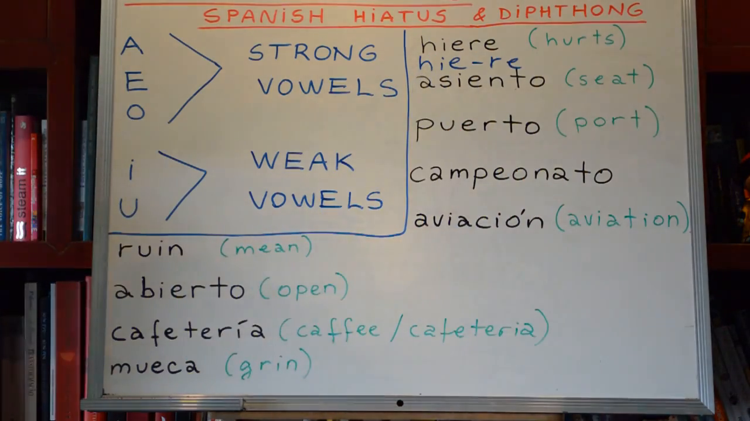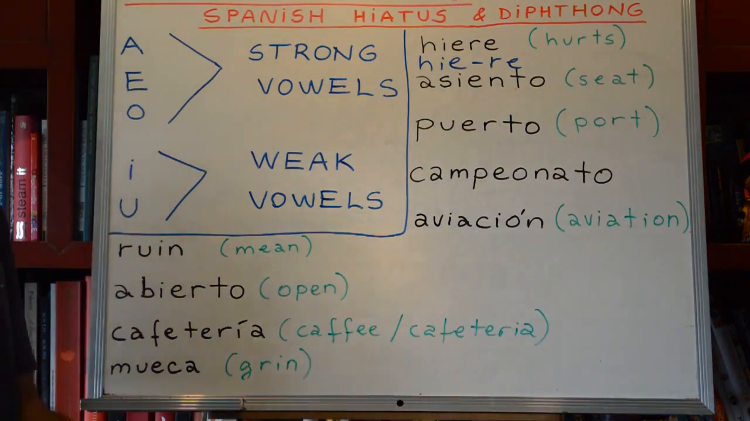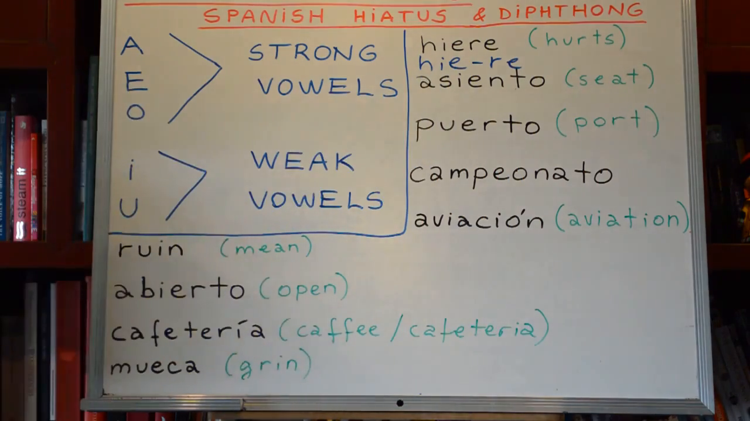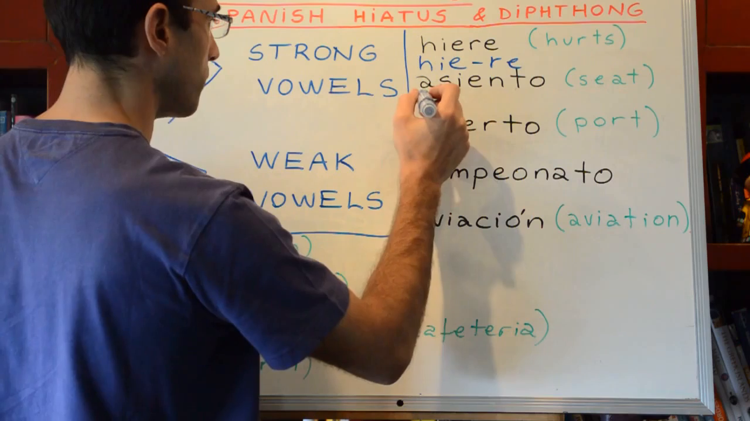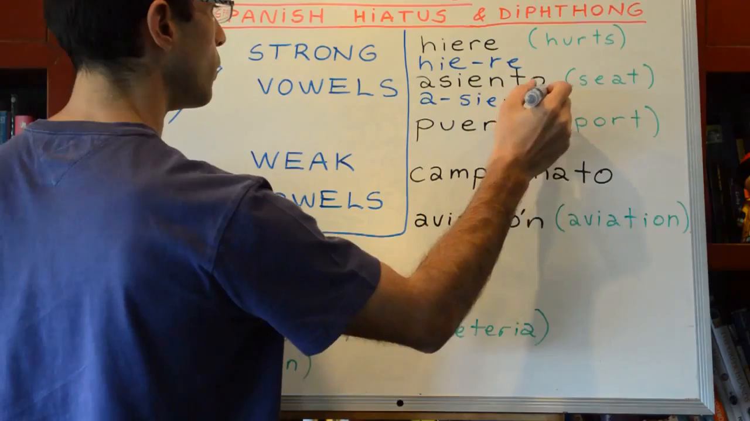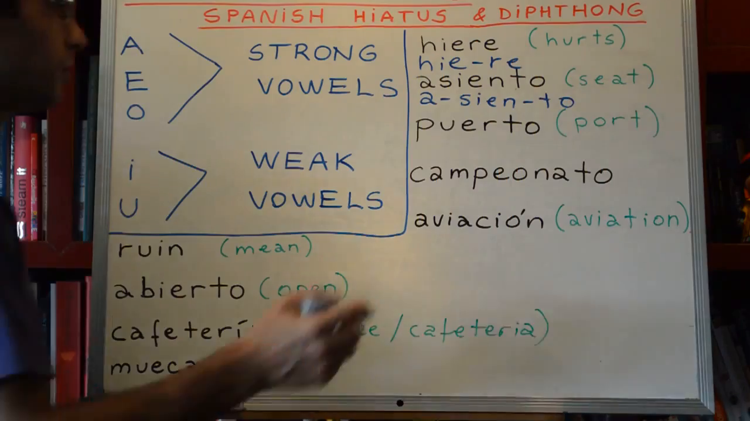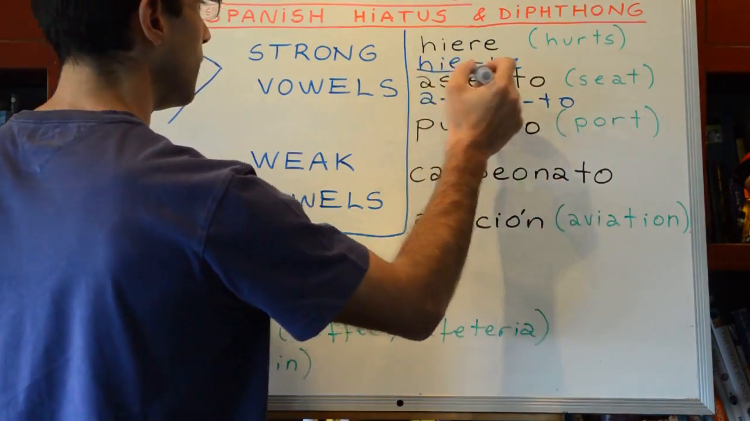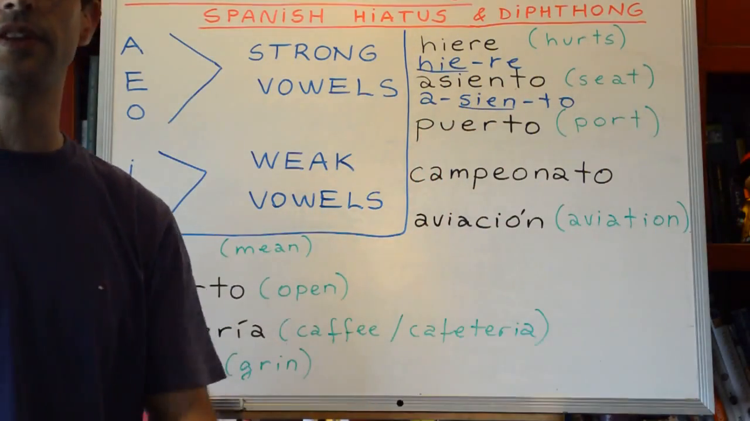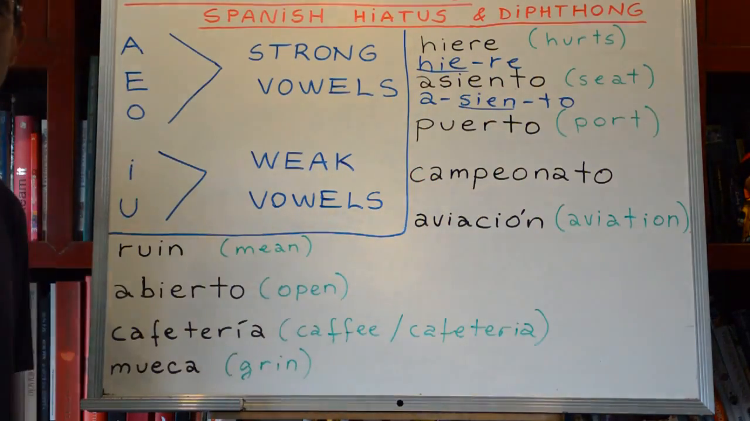Asiento. Where are the two vowels? I and E again. So the same rule applies. I, weak vowel. E is a strong vowel. They have to stay together. A, siento. Asiento. Right? Asiento. This is a diphthong. Diphthong. Why? Because we have two vowels that stay together in the same syllable. Diphthong. Asiento is Spanish for seat.